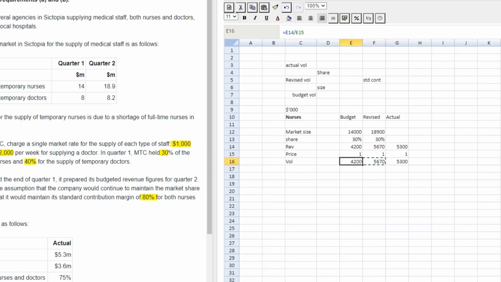I've got the original budget, the revised, and the actual. I just need to know what the standard contribution is. And so the standard contribution is 80%.